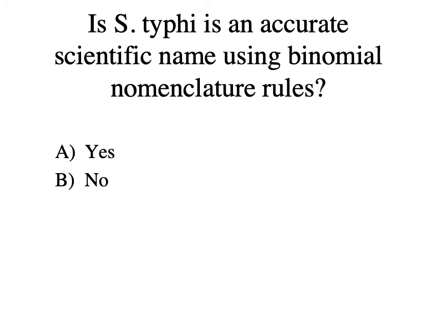Okay, ignore the extra 'is' in this question. Is S. typhi an accurate scientific name using binomial nomenclature rules? Remember those rules. It does have a genus and a species. The genus can be abbreviated, that's true. But what is wrong with that?